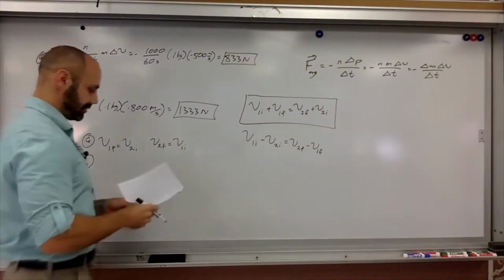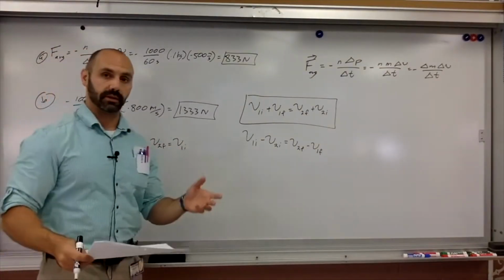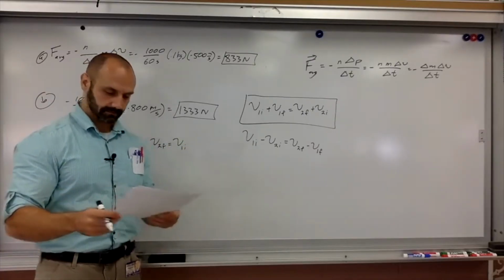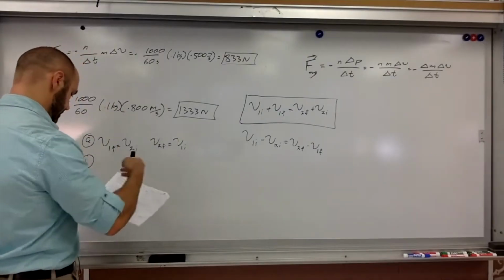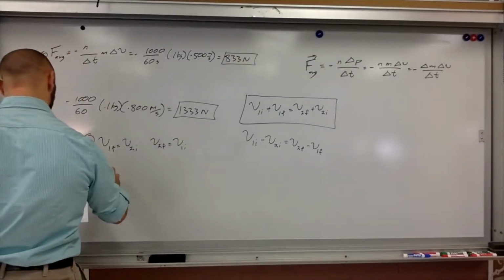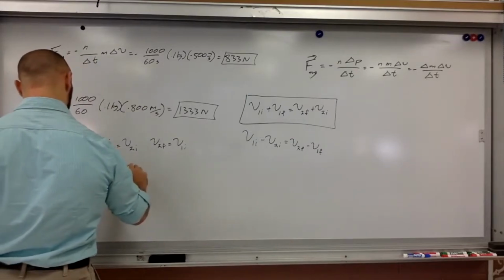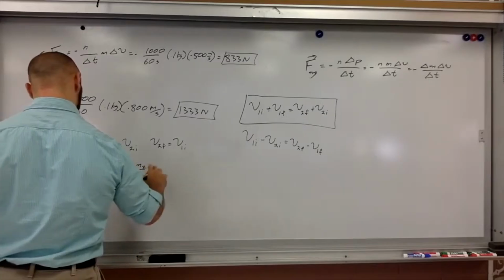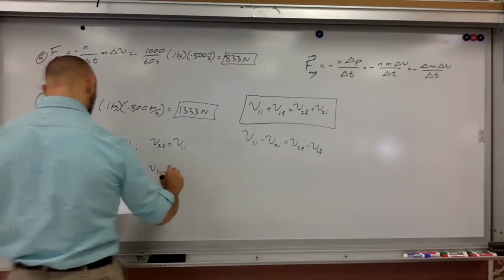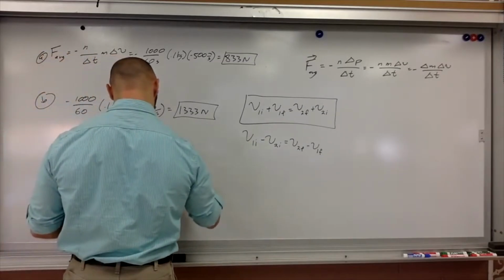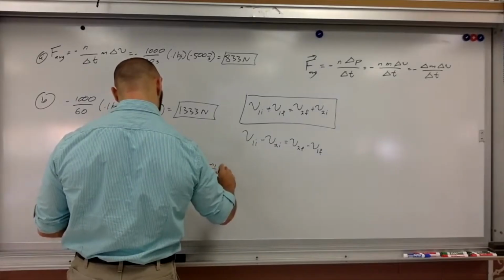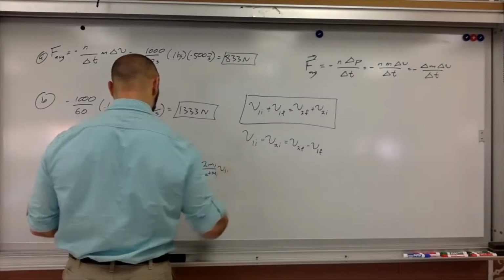B. What if V2I equals 0? So initially, the second object is not moving. Then in that case, one of the terms disappears. So you can see that V1F is (M1 minus M2) over (M1 plus M2) times V1I, and V2F is 2M1 over (M2 plus M1) times V1I.